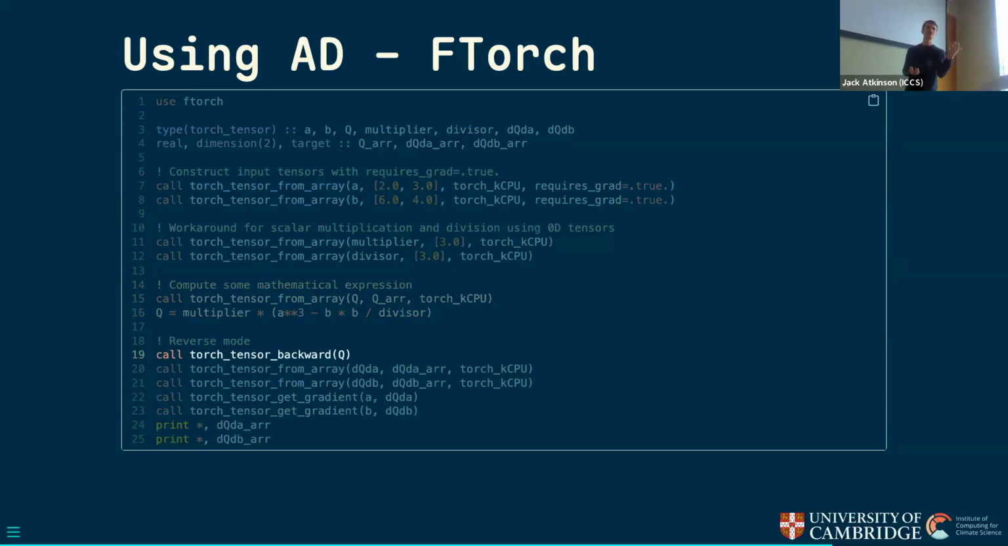And then once you've done that, you can call torch_tensor_backward on Q. What that will do is actually drive the automatic differentiation and compute the derivatives. And you can then extract the derivatives dQ/dA, so Q differentiated by the input A, and then also by B as well. And you get both of those at the same time, basically, because this is the reverse mode of AD, but that's another talk to go into the details of that.